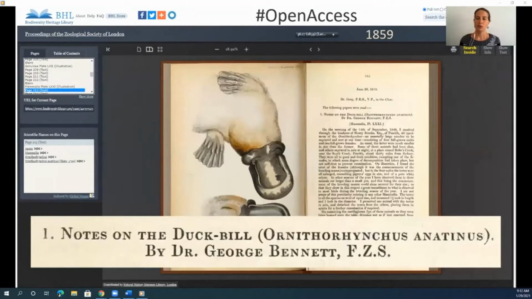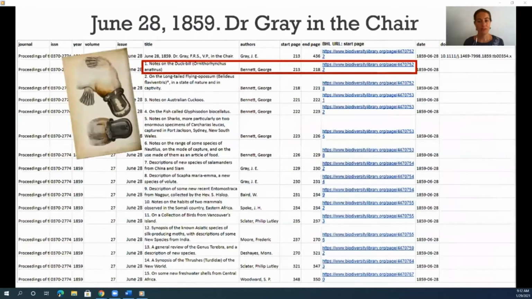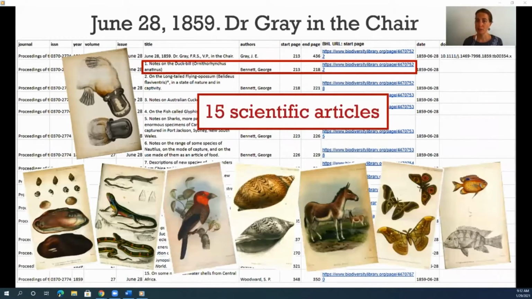During 2020, we worked through all the back issues of the Proceedings of the Zoological Society of London, and we manually collected the article metadata going through those pages in the Biodiversity Heritage Library website. We found that at that one meeting of the Proceedings of the Zoological Society of London, that meeting in June 1859, there were 15 scientific articles presented and subsequently published. None of this article level data is on Wiley, and thus all these articles were undiscoverable.